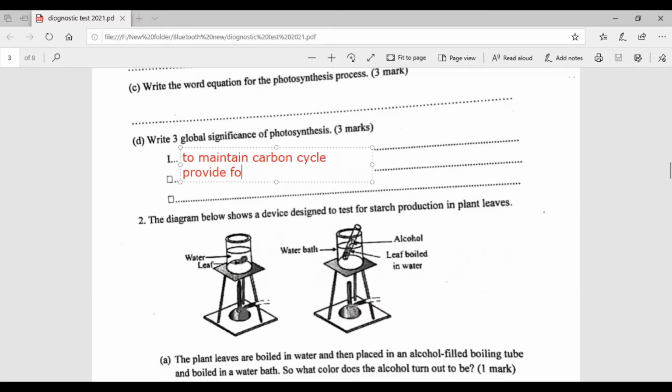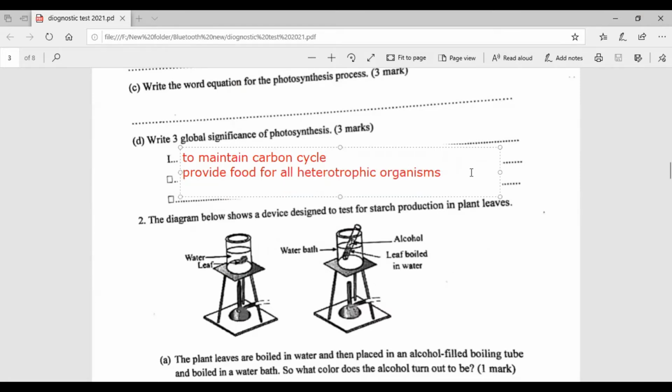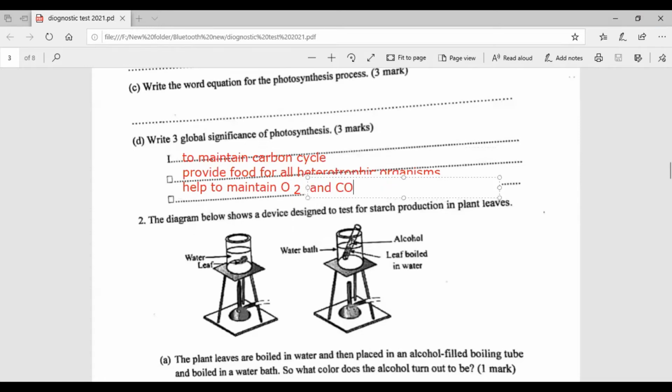Provide food for all living beings, all heterotrophic organisms. We will write it like this: provide food for all heterotrophic organisms, and help to maintain oxygen and carbon dioxide level.